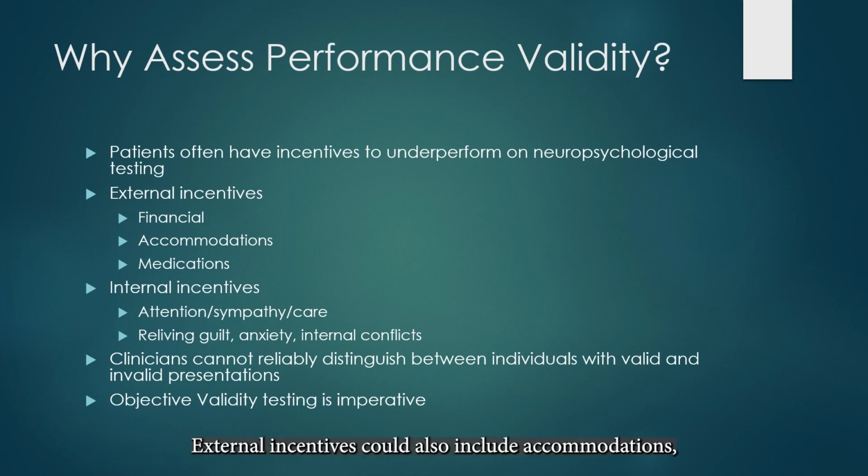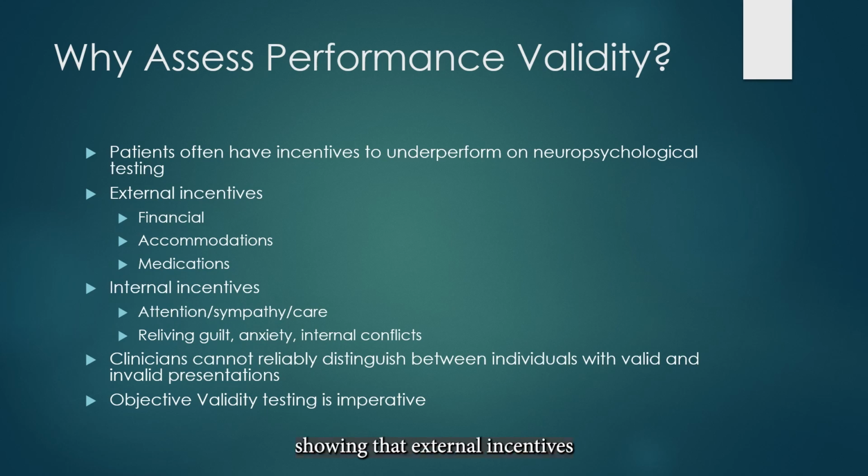External incentives could also include accommodations, like if the patient wants extra time on testing or they need a special accommodation in the workplace. And external incentives also include medications. So, for instance, in ADHD evaluations, the patients may be looking for medications to assist with that. And these external incentives could be reasons why patients want to appear more impaired than they actually are.